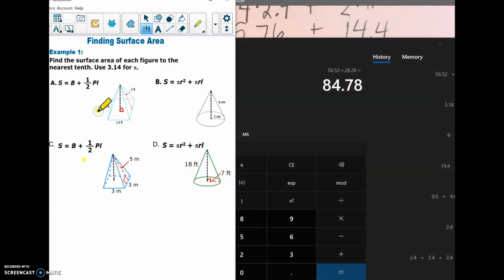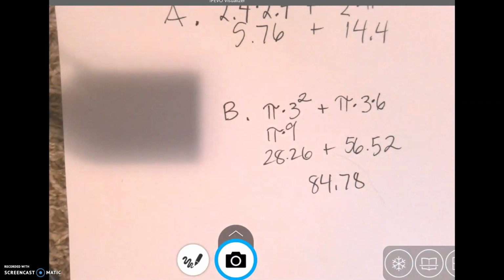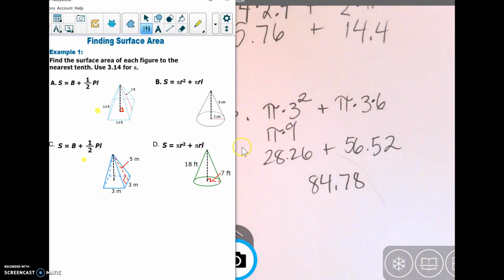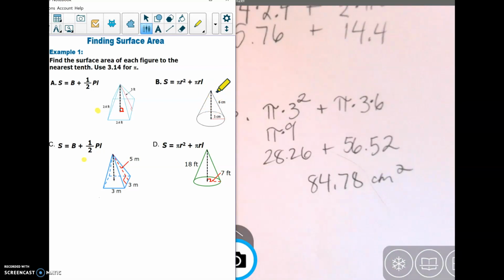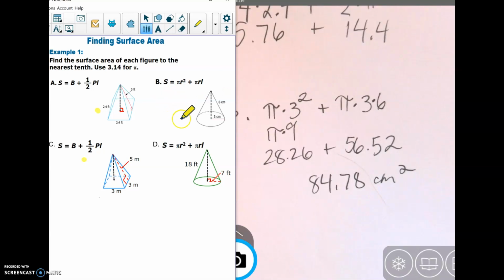And what do I have here? There's my work. I've got centimeters. Centimeters squared. Okay. So why don't you guys pause the video and try example C and D, and I'll work it out too while the video is paused, and we'll check in and see if we got the same answers.